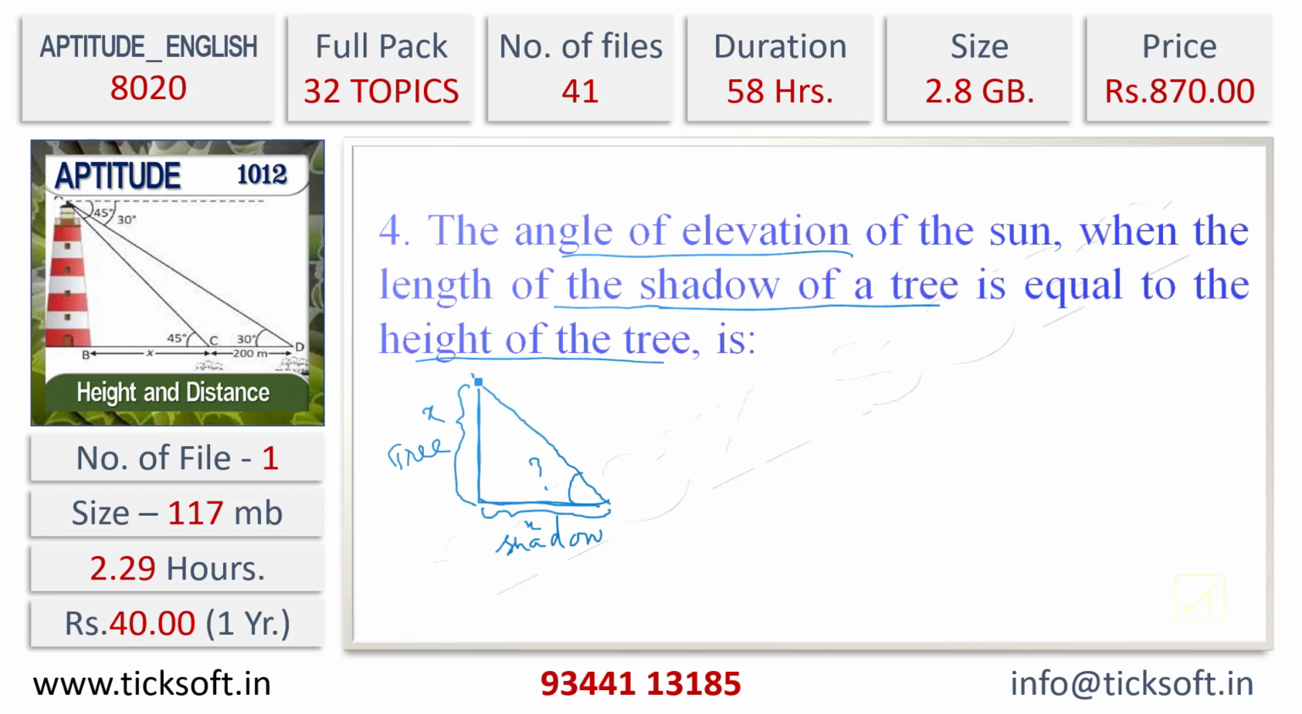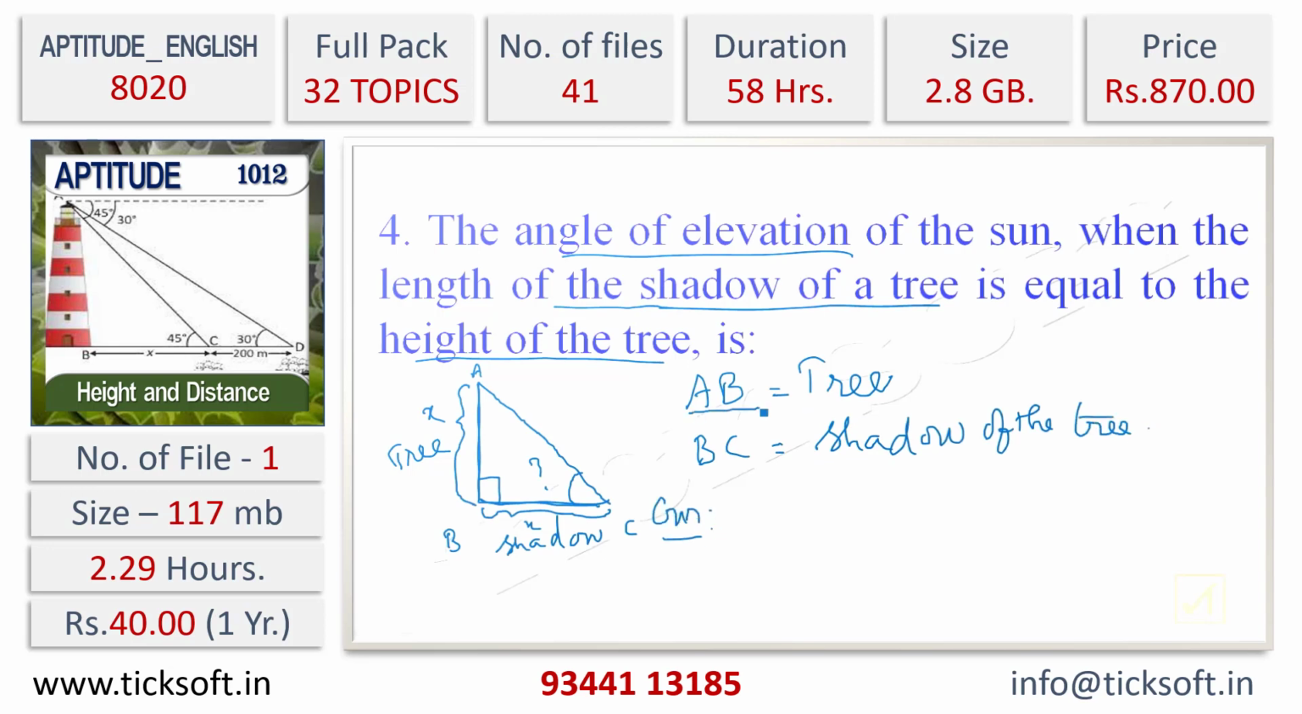So here we are going to take this as the right triangle ABC because this is a right angle. Here we know that this AB represents the tree and this BC represents the shadow of the tree. By using the given condition, we know that the height of the tree is equal to the length of the shadow, so therefore AB will be equal to BC. So if we take AB as x, then we get AB equal to x as well as BC equal to x.